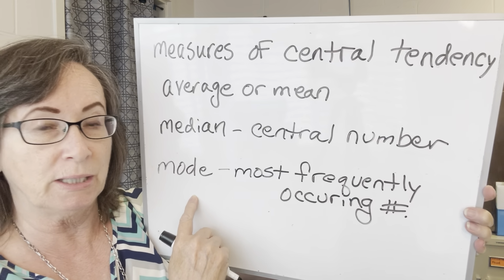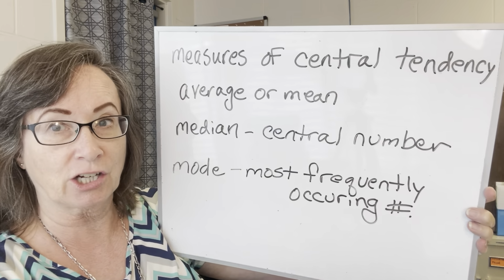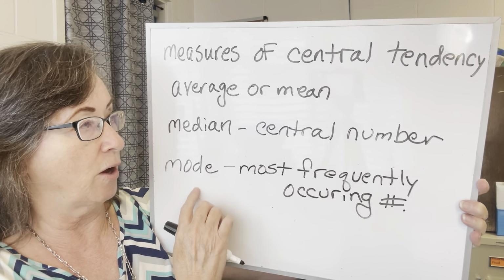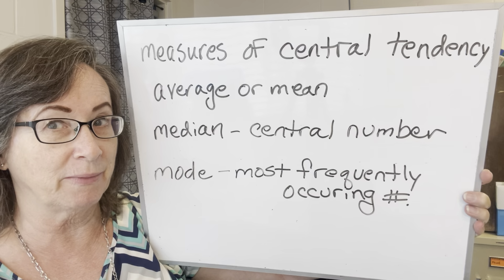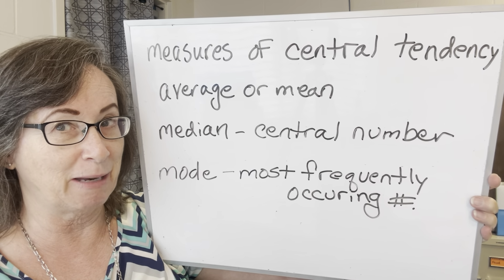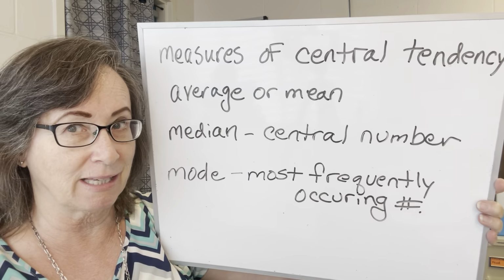The mode is the most frequently occurring number. Okay, so these 3 we have to be familiar with. Now we're going to do a problem that is going to take us a minute because we're going to do all 3 of those in one problem. Okay, so let's look at example 5, and I'm going to read it to you first.